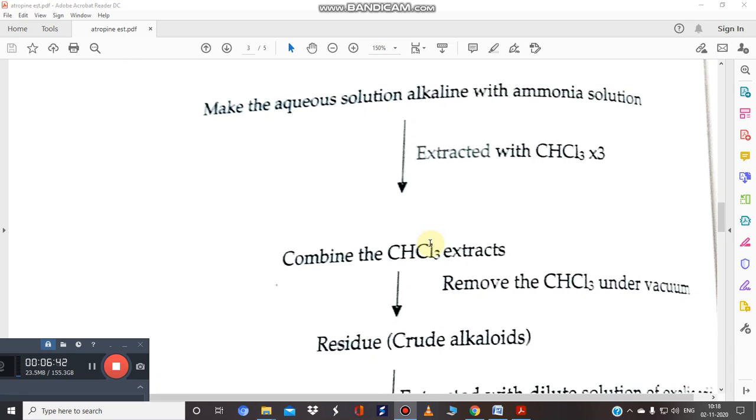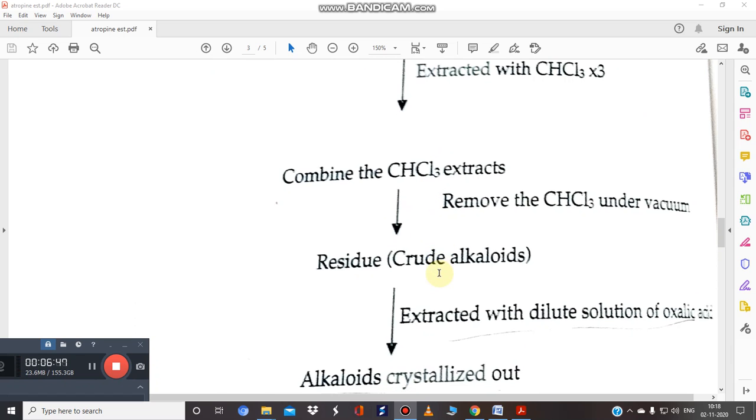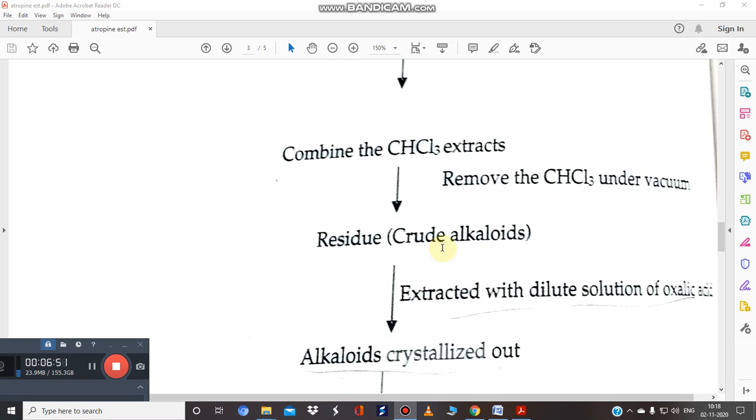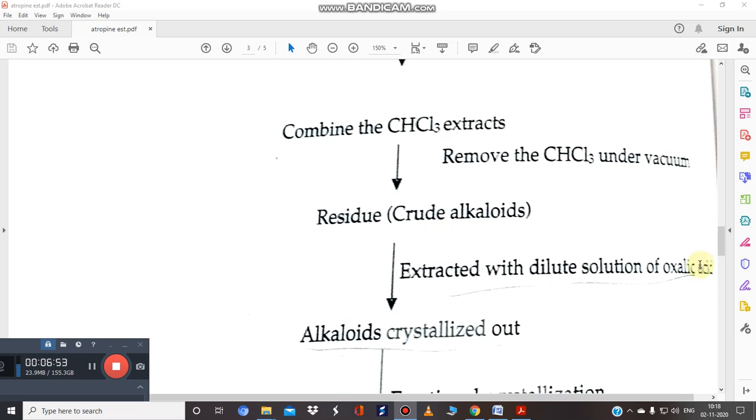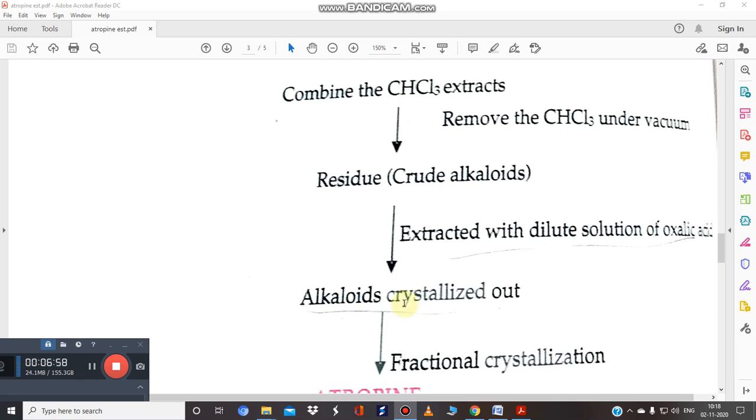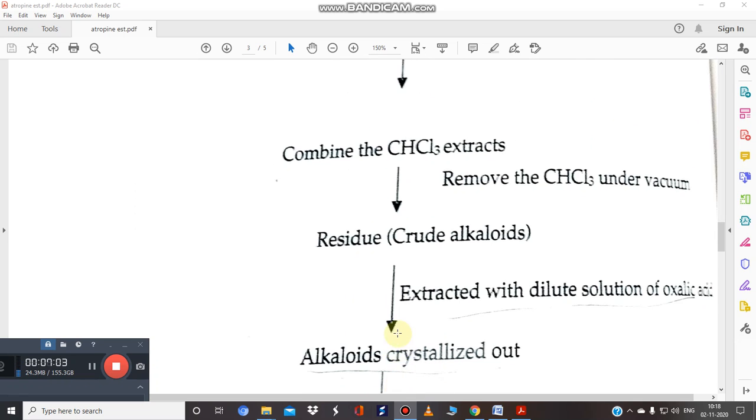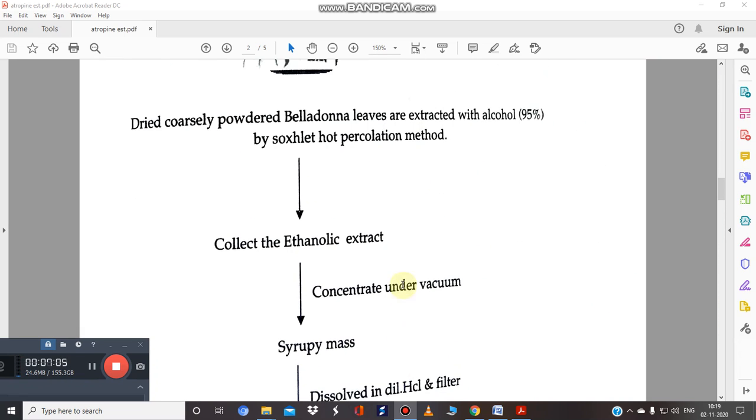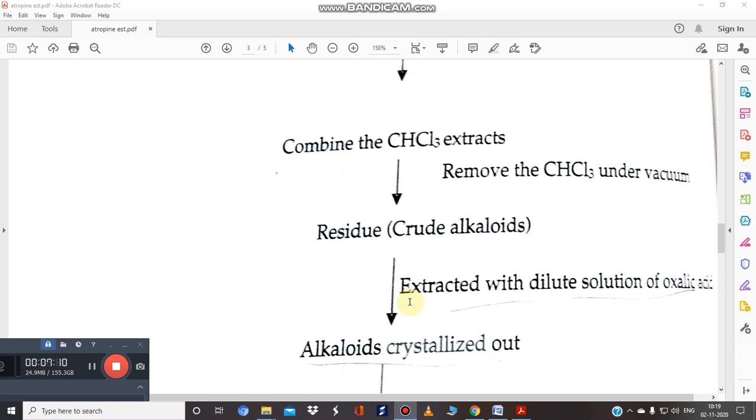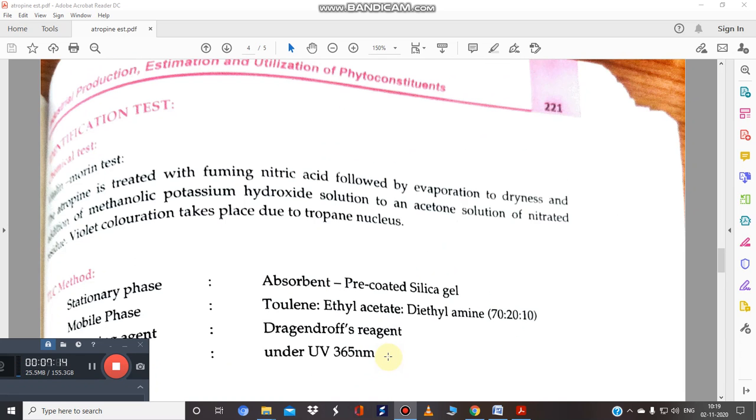We will concentrate it basically, and we will obtain a residue. That residue contains crude alkaloids, and then we will treat this residue again with an acid solution like oxalic acid. The alkaloids are finally crystallized out, and we will obtain atropine in this case, because we have used here the belladonna plant. So I hope this is clear. This is a very simple procedure for the isolation, the industrial production of atropine.